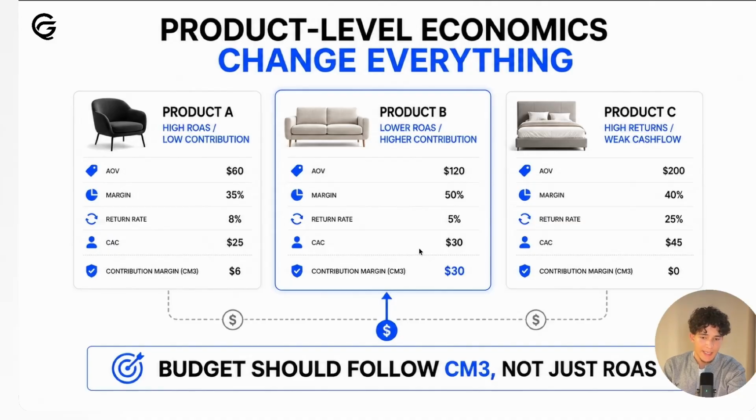And so when you finally separate these two metrics correctly, the next mistake is letting platforms decide which product deserves your budget. And so for this, I brought this example right here.